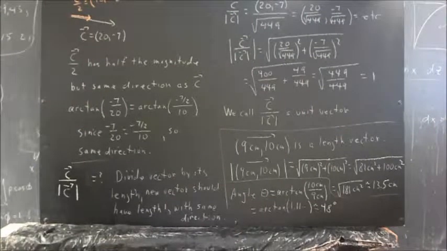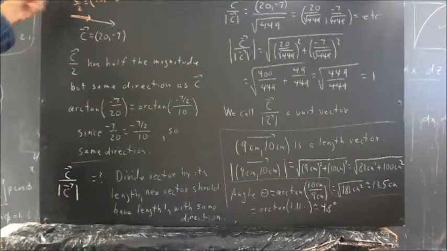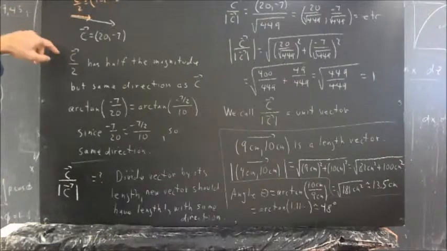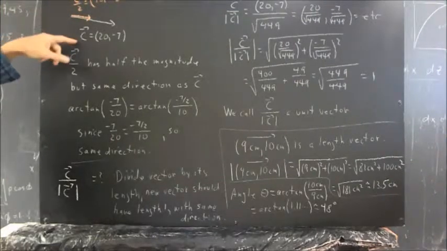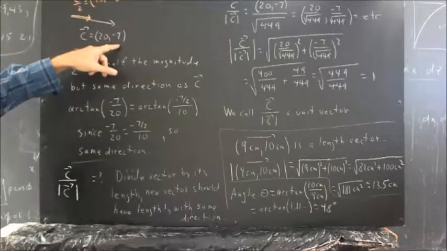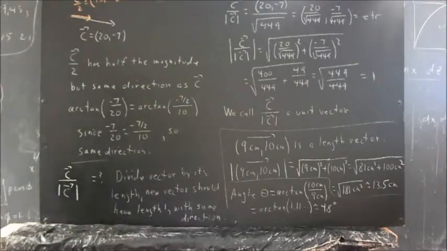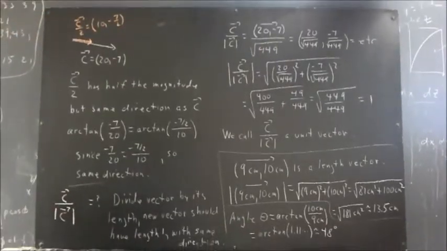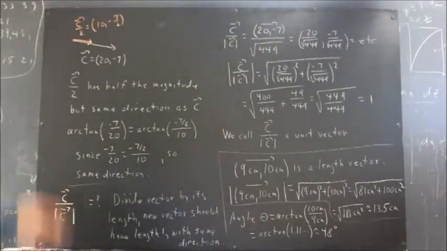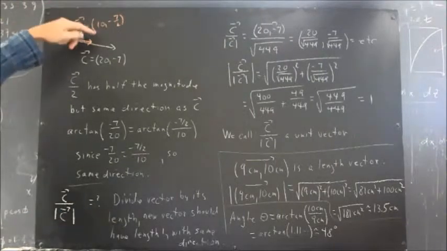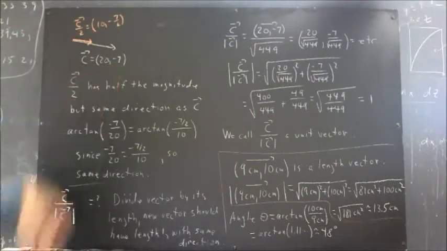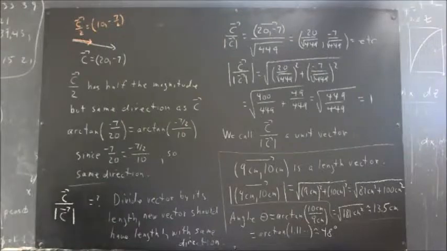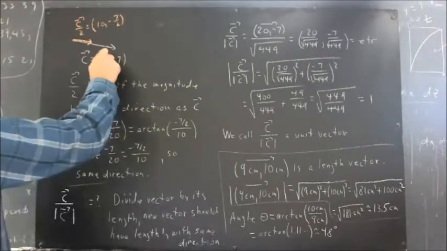Now we compute the vector c over 2, and we observe that, if c is (20, -7), c over 2, let's get the camera back up here where we can see things. Okay, c over 2 is half of (20, -7). That would be (10, -7/2).